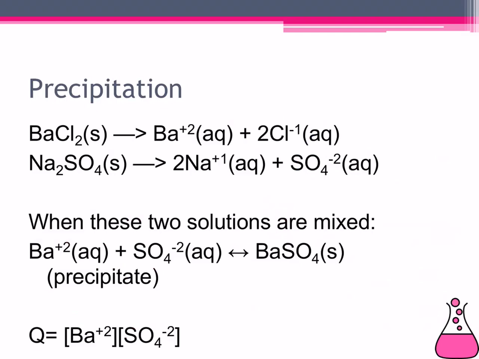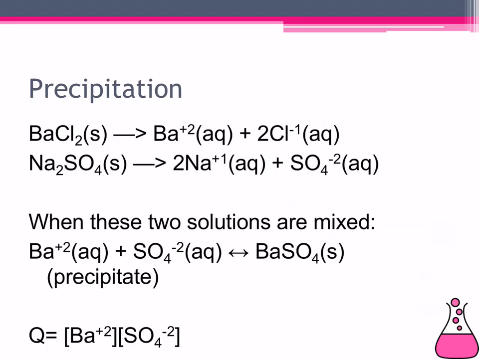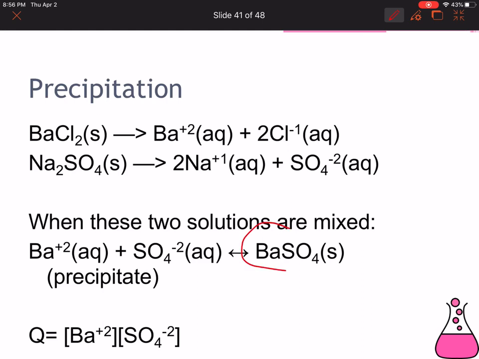The net ionic reaction would show me that I'm forming this solid of BaSO4, because we know that that's insoluble, and I call that my precipitate. If I wanted to find the Q for this net ionic reaction, I would have the concentration of Ba2+ ions times the concentration of SO4 2- ions, just like when we found my K.